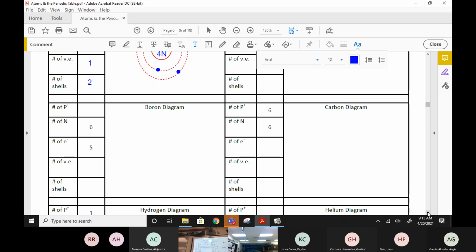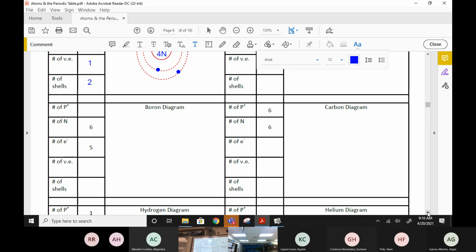But it can only hold 8. The second one can only hold 8. So once you get 8 in that one, you have to add another layer. And once you get 8 in that one, you have to add another layer, right? But it can hold 18. So they keep getting bigger and bigger, okay?